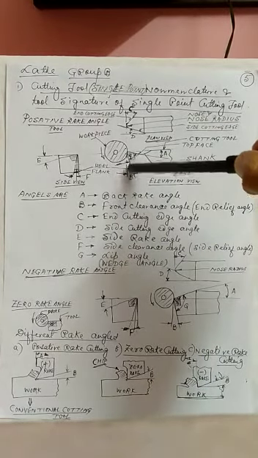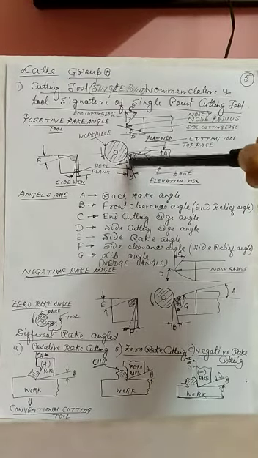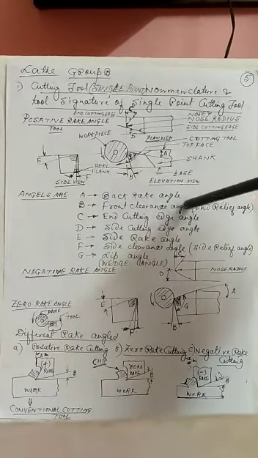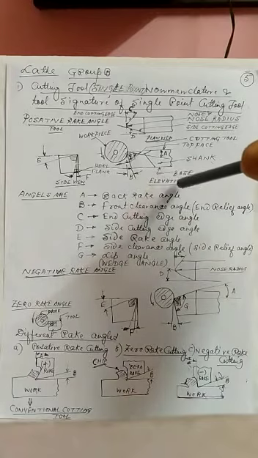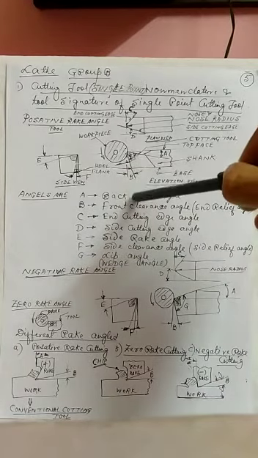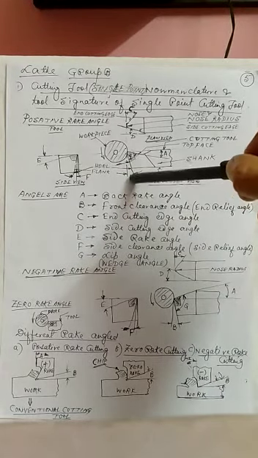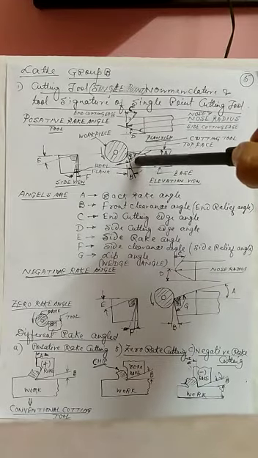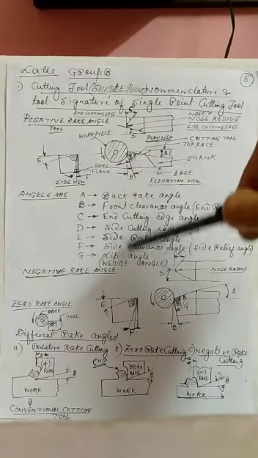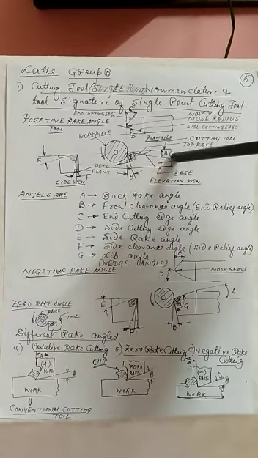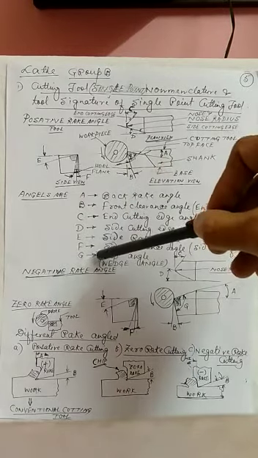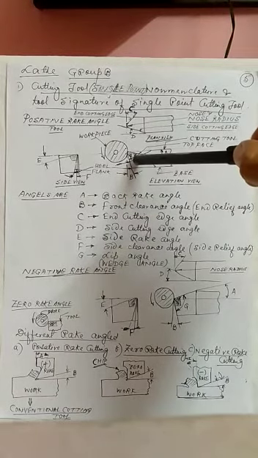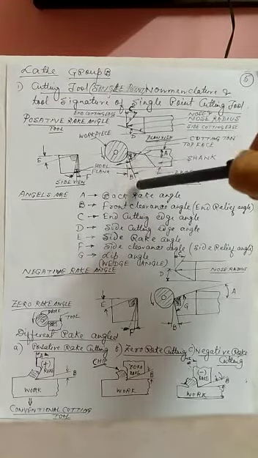So the tool is slightly inward, and this angle is called the front clearance angle. So in the front view or elevation view, there are three angles. First is G, the wedge angle or lip angle, then A, the back rake angle, and B, the front clearance angle. So the angles are G plus B plus A.